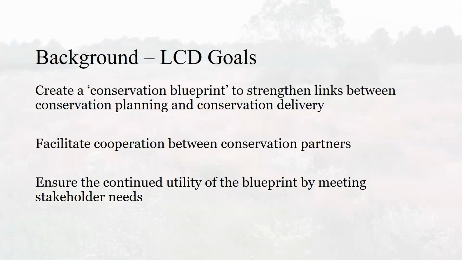So the Edwards to Gulf LCD was funded and initiated by the Gulf Coast Prairie LCC. The goal of the project was to develop a fine filter conservation blueprint that improved upon the level of detail of the existing coarse filter blueprint, but focusing on a high priority region within the broader Gulf Coast Prairie LCC territory. It was also intended to generate a common vision for the Edwards to Gulf region that would facilitate cooperation between partners, agencies, and organizations, and to meet stakeholder needs in a way that ensured the LCD's utility into the future.